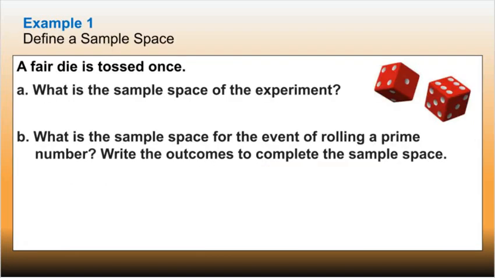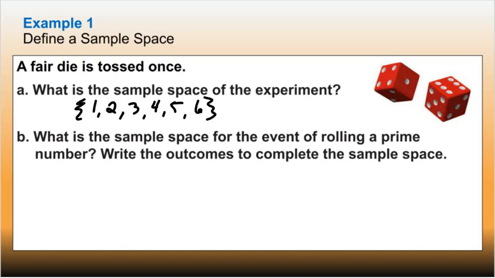For example 1, a fair die is tossed once. What is the sample space of the experiment? That means what are all the possible outcomes you could get? So I would have a 1, a 2, a 3, a 4, 5, and a 6. Those are the only outcomes I could possibly have.